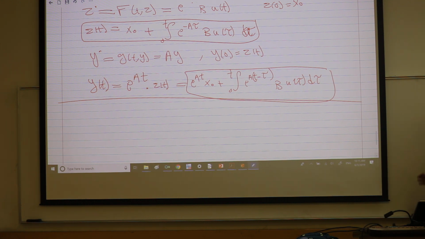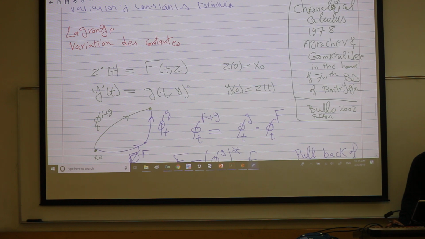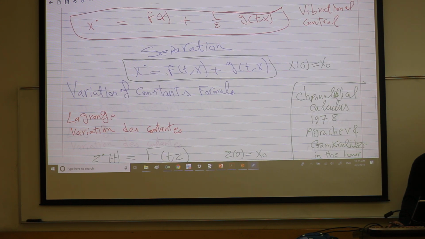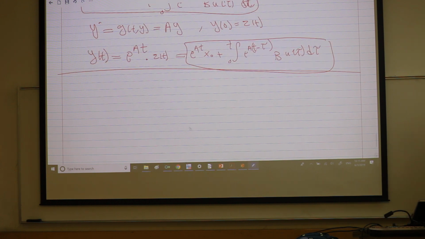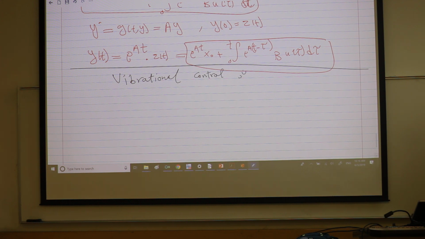Okay, how is this useful to vibrational control systems? Typically, here is our system. Let's have fun applying it to vibrational control systems. So systems, something like an f of x plus g of x times u, and u is time varying, so you put the time variation here, but we have one over epsilon.